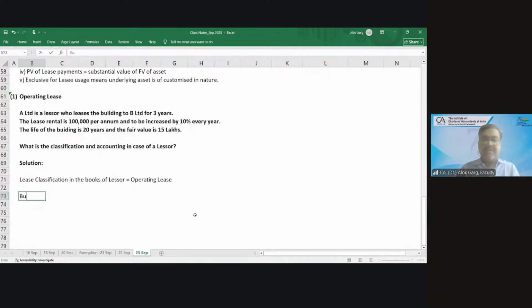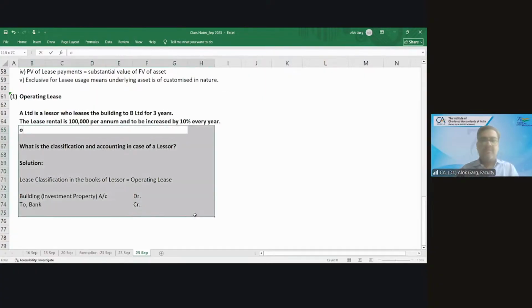What is the entry? Building, investment property account debit. Ind AS 40 I still have to cover; it is not yet covered. Building investment property account debit, to bank. Bank or loan. To bank. So the life of the building is 20 years and the fair value is 15 lakhs. Instead of fair value, let me write it as cost is 15 lakh.